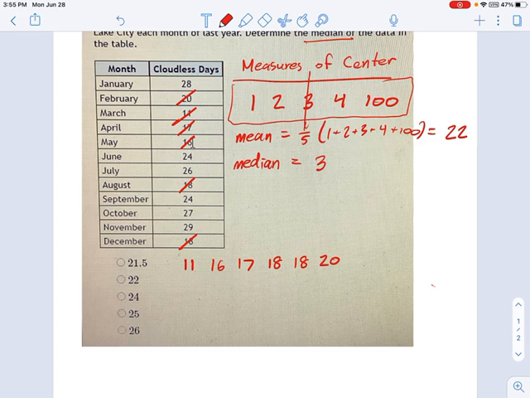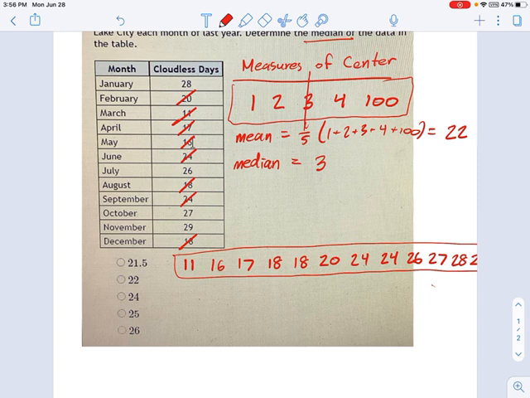What's next? I've got a pair of 24s here. 24, 24, and after that comes 26, 27, 28, and 29. Well, 29's over to the edge. Okay, so I have 12 numbers. Now, what's exactly halfway between 12 numbers? What's the middle number of 12 numbers?